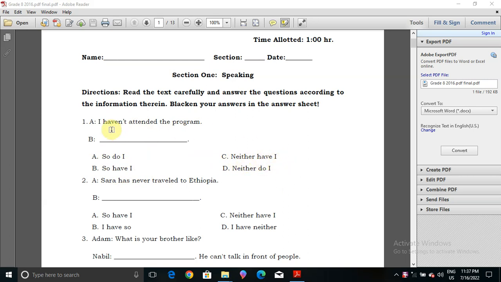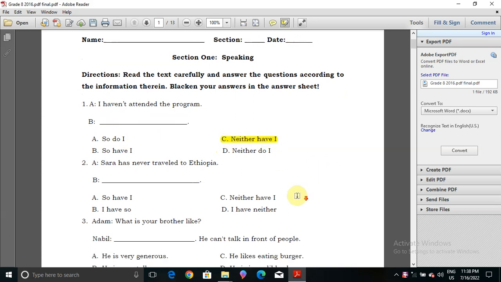Why? Because he said something negative, that means "I haven't attended the program." So the correct answer for B will be "neither have I." Also, in the beginning of the question he said "haven't," so that means we are going to use "have" as well. Now choice C is the correct answer for question number 1.